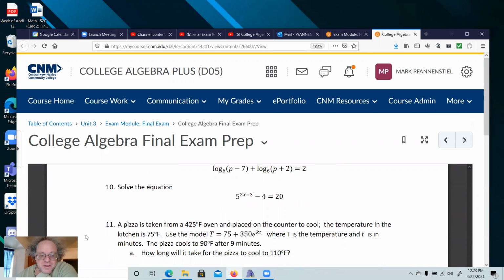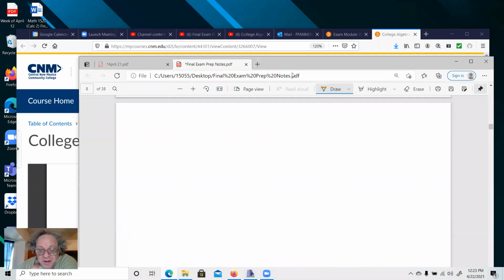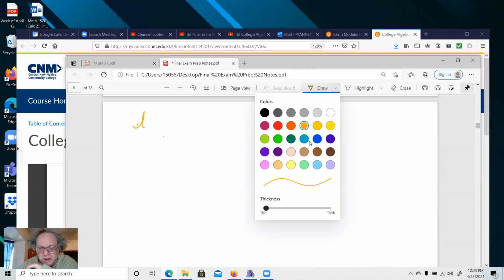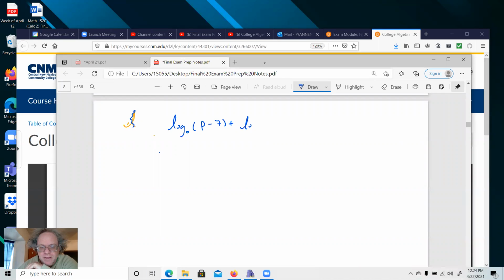So here we go with a logarithmic equation. I hope this one works out. I wrote this one myself, so we'll see. We have log base 6 of p minus 7. Let's get a contrast color here. So we have log base 6 of p minus 7, plus log base 6 of p plus 2, and this is equal to, I believe, 2.